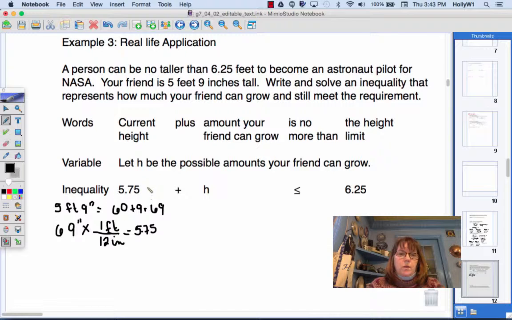So here's our inequality. If h is the possible amount your friend can grow, you have your current height plus the amount the person can grow has to be less than or equal to 6.25, which is at most what you could be to become an astronaut. So that's how they figured that out.